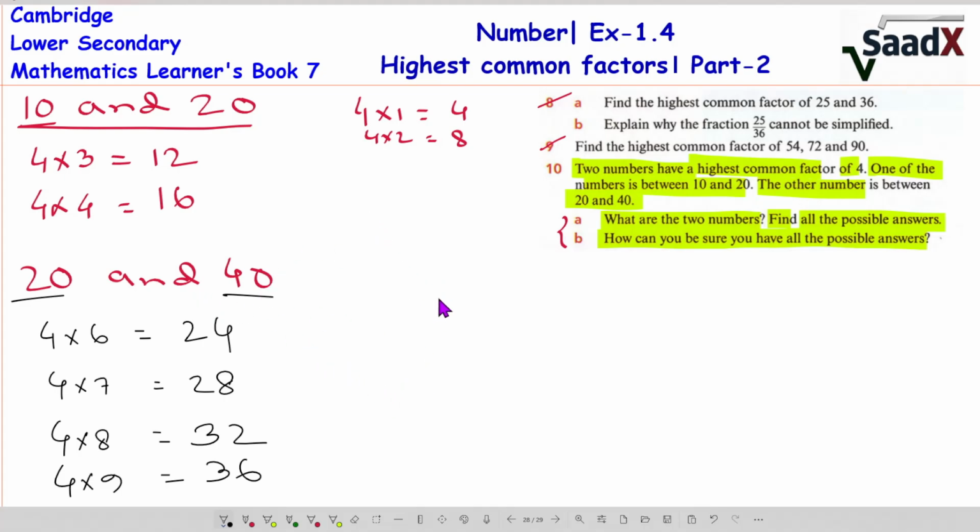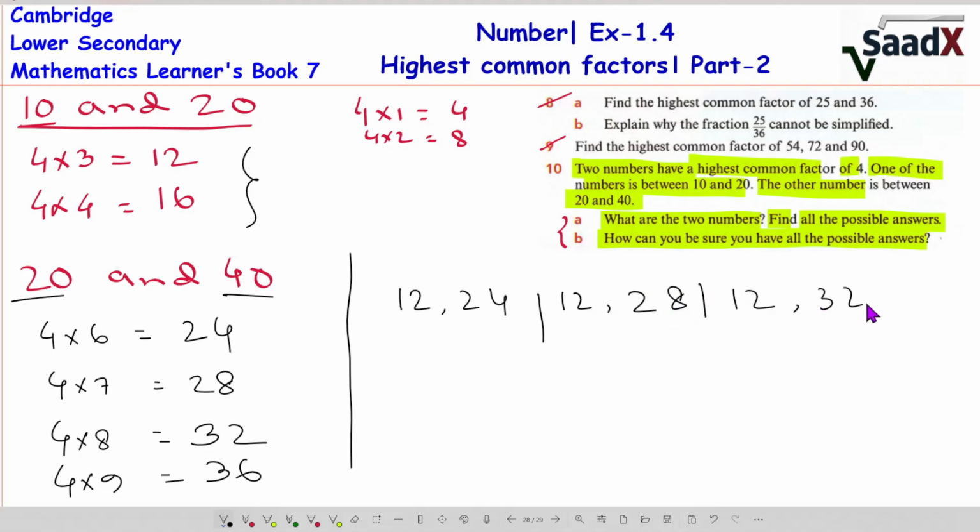Okay, so our target, we have to pick one from here and one from here. So our pairs are 12 and 24, then 12 and 28, then 12 and 32, and 12 and 36. So first we have to check 12 and 24. What is the common factor? The highest common factor is 12, right? So we cannot keep this one. So this one is out.